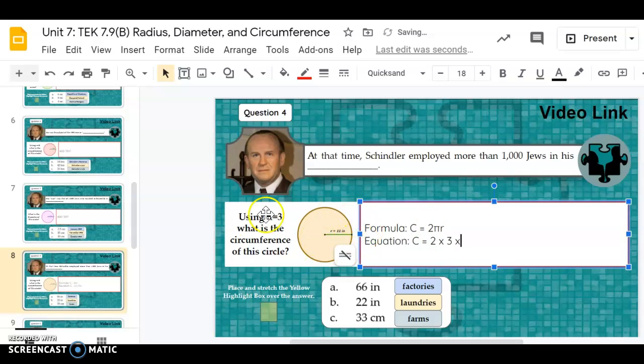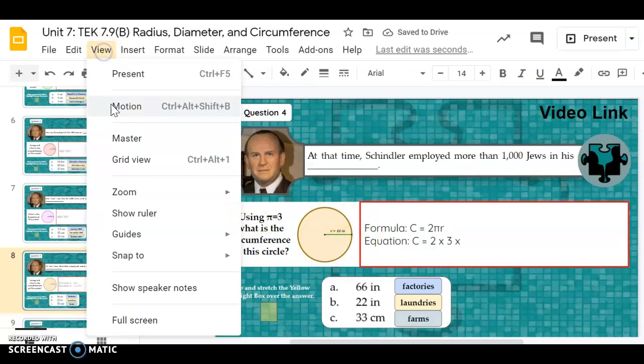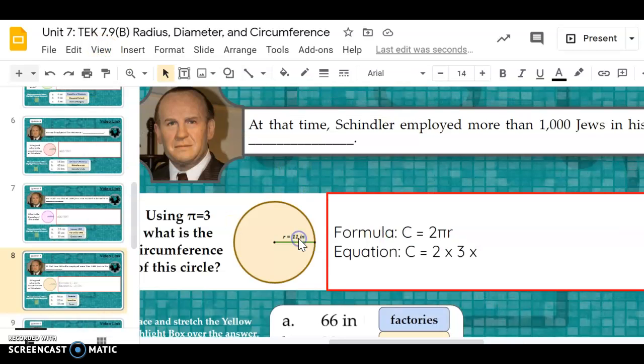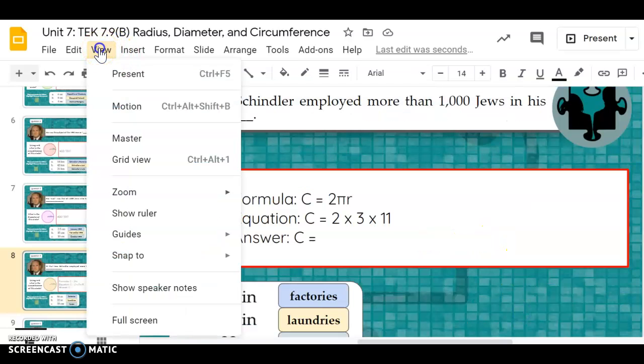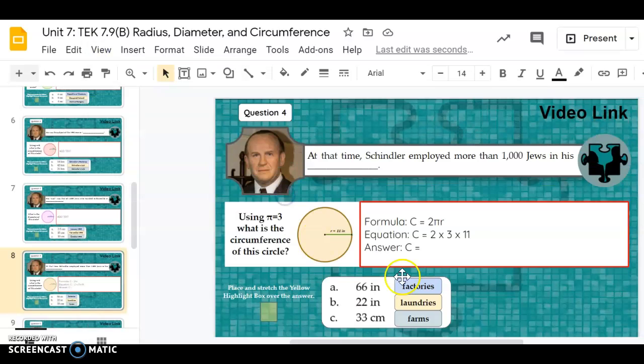and then r, if we can't see it, we're going to go to view, zoom up to 100 so we can see, equals 11. And then my answer, or you can write PEMDAS because you're going in order of operations, is C equals 2 times 3 times 11. That's going to be your answer. Let's go to view, back to fit.